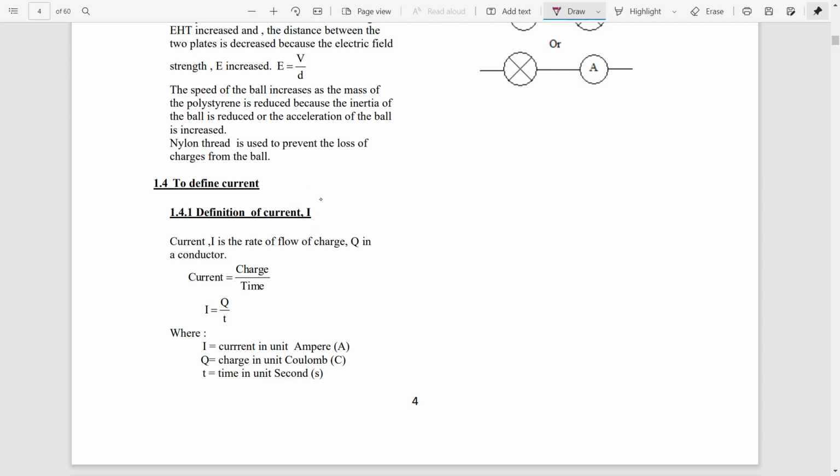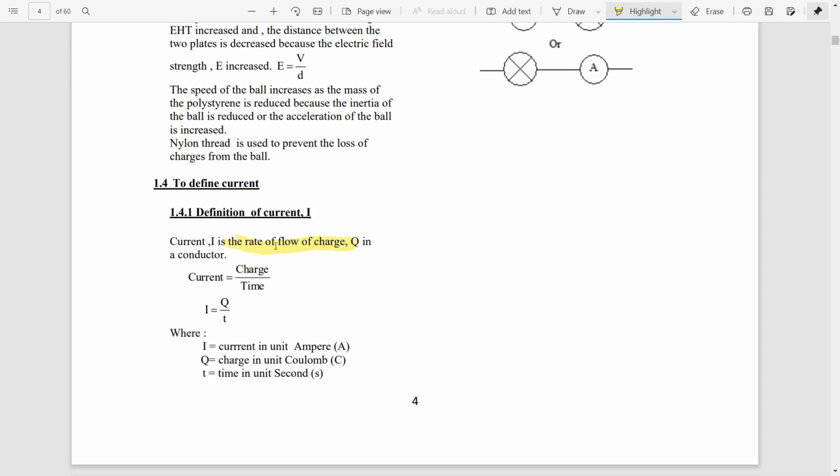Kita dah buat eksperimen dan sebagainya masa form 2 dulu. Okay, so let's look back into the current. So current can be defined as the rate of flow of charge. Okay, the rate of flow of charge. So dekat sini kita highlightkan the rate of flow of charge. So that is the definition of current. Okay, so current is the rate of flow of charge.